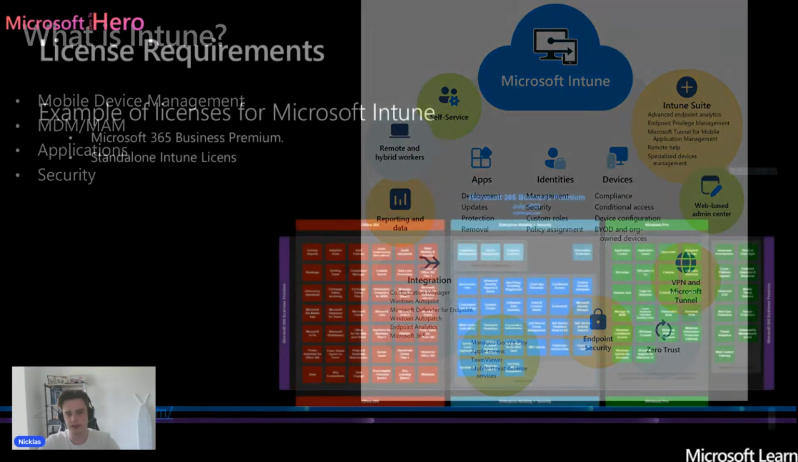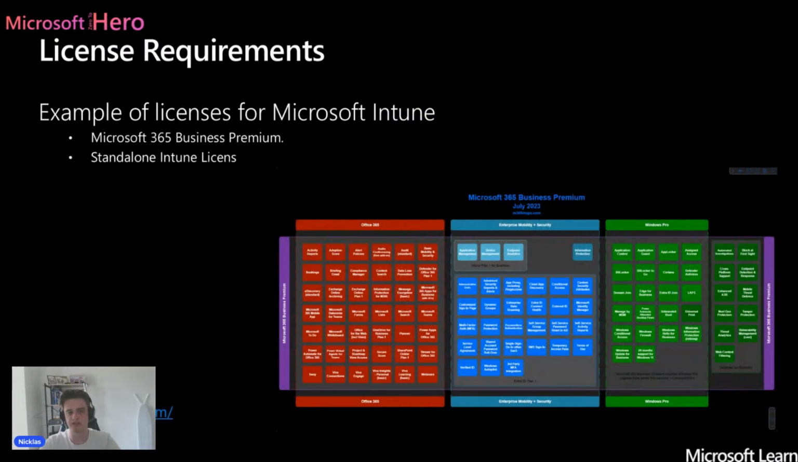So of course, as with other Microsoft products, there are some license requirements that we have to think about. You can of course buy a standalone Intune license, but you can also buy a license that includes all other features. You have to think about when you buy a standalone license only that it probably only includes Intune in this case. And if you buy a license such as the Microsoft 365 Business Premium, it includes other things such as Office 365, Entra, Defender for Endpoint.